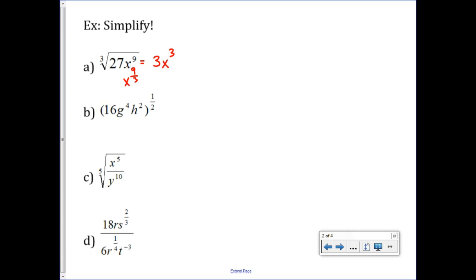All right, then we're taking to the 1/2 power here. So 16 to the 1/2 is the same thing as the square root of 16. So that's a 4. And then g to the 4th to the 1/2 power, 4 divided by 2 is 2, so g squared. And then h to the 2nd to the 1/2 power is h to the 1st.